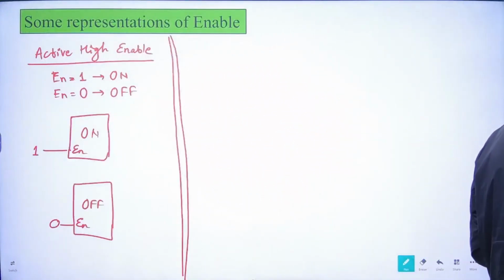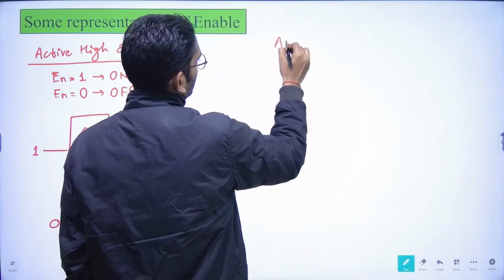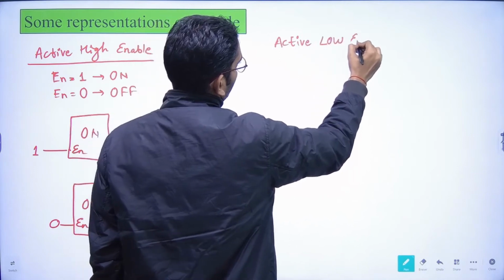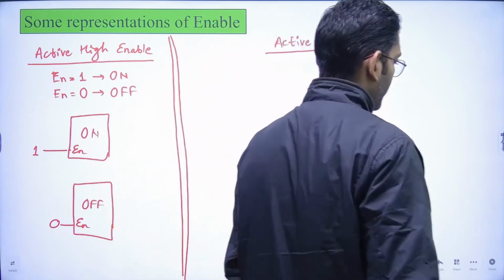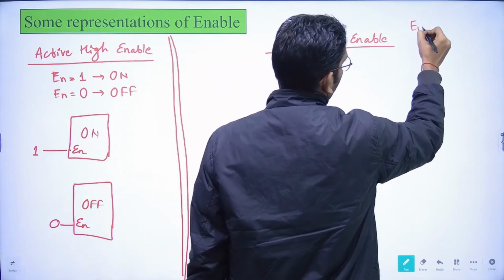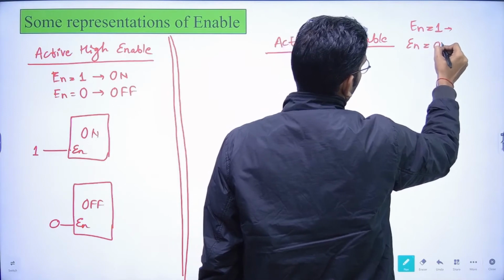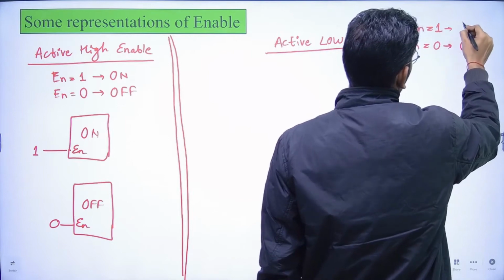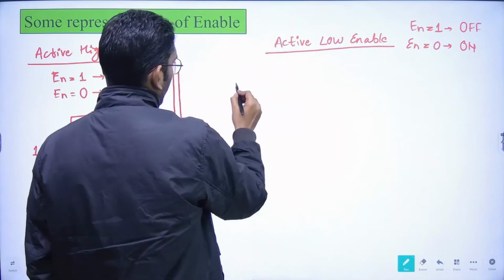Now coming to the active low enable. So what happens in this case? If enable is 0, then it is on, and if enable is 1, it is off. Fine. So here there can be various cases.